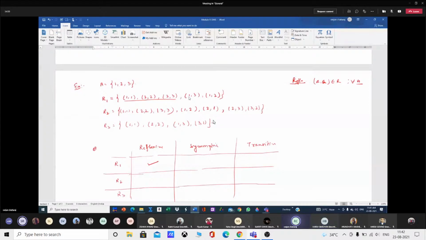Is it transitive? (3,3) is here. If there is (1,2) and (2,2), then (1,2) is needed, yes. So it is transitive. Checking (1,1) and (1,1), then (1,1). This one and this one, (1,3) exists here. The last entry is 1 and the first entry is 1, so exactly that pair also exists here. So it is transitive.